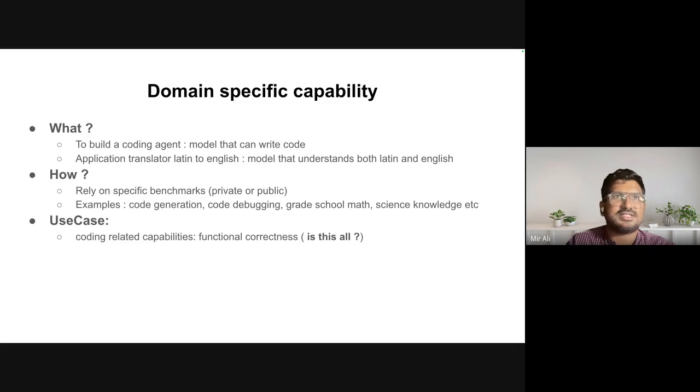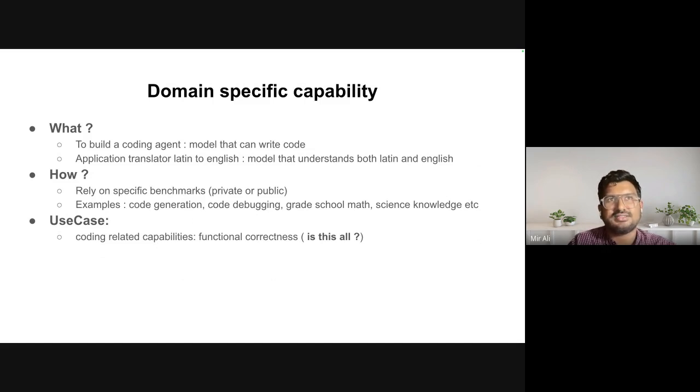The simplest and easiest way is to rely on benchmarks, which can be private or public. In public, we can go through multiple benchmarks, which will be discussed further in the chapter. Examples are code generation, debugging, grade school math, science and knowledge.